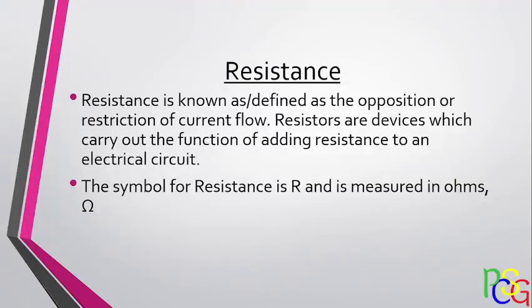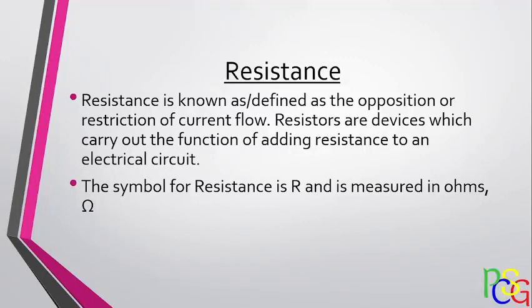These are resistors. So now the first thing we have is resistance. It is defined as the opposition or restriction of current flow in a circuit. So what do you think a resistor is? Obviously, if you have resistance and then you have something saying resistor, it sounds like the device that carries out the function of adding resistance to an electrical circuit, right? So as I said here, resistors are devices which carry out the function of adding resistance to an electrical circuit.